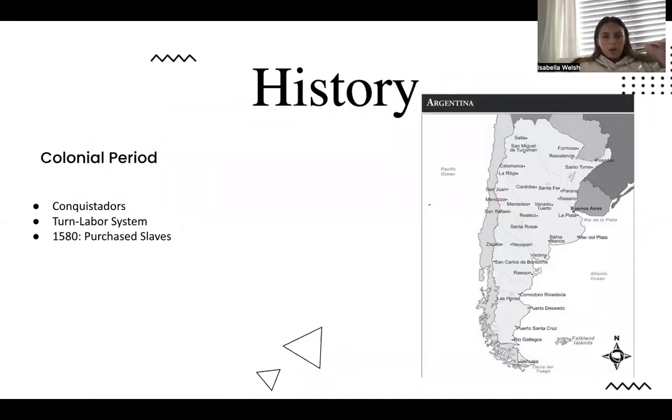So firstly, we'll be talking about the colonial period. There were two expeditions that failed before the Spaniards in 1550, who had already conquered the Inca Empire and were on the Chilean frontier, moved into Argentina. That is where colonialism first occurred.